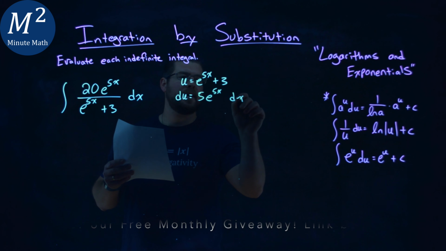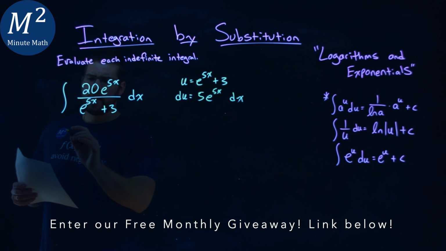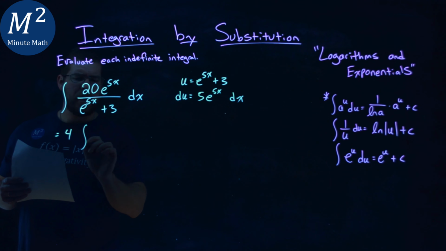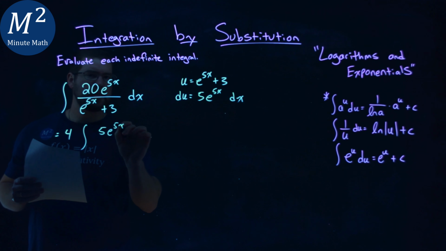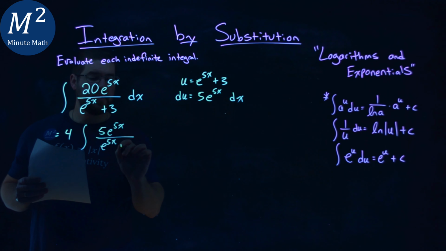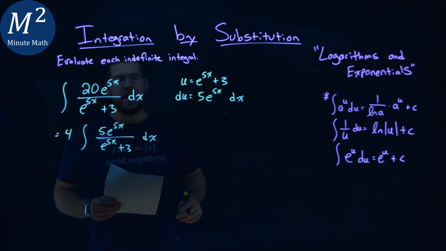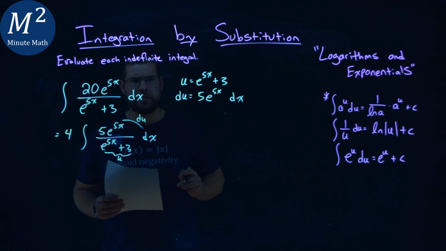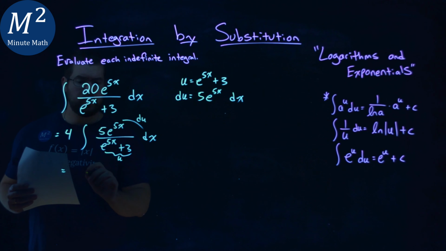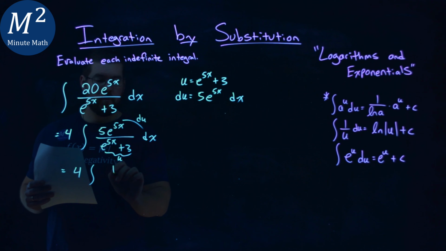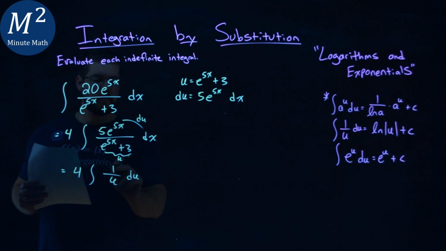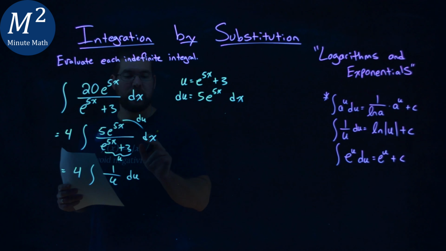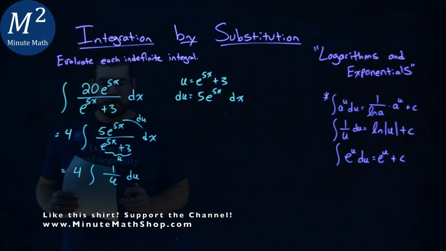Okay? Now we're very close there to our numerator, except there's a 20 and then there's a 5. If I pull out a 4 from the 20, the constant, I'm left with a 5e to the 5x over e to the 5x plus 3 dx. And now it lines up pretty good. This denominator here is my u value, and these two together is my du value. And so now we can rewrite this in terms of u. 4 times the integral of 1 over u du, right? 5e to the 5x power dx is my du, and then u is just there in the denominator.